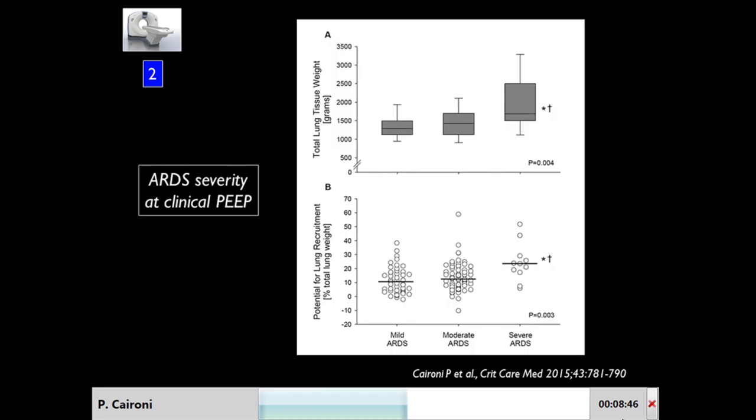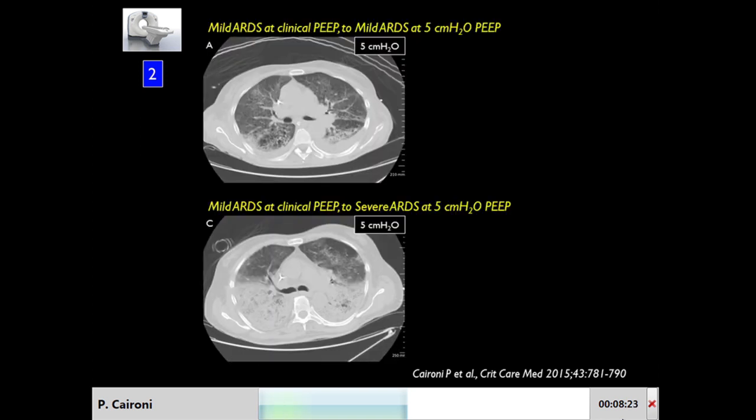So this is what we observed when we classified patients according to ARDS severity at clinical PEEP. As you can see, of course, patients with severe ARDS showed higher lung recruitability as compared to all the other groups, but we are not able to observe any difference between mild ARDS and moderate ARDS. But look at these two CT scans. These are two patients classified as having mild ARDS at clinical PEEP, and these were the two CT scans taken from the two patients at 5 centimeters of water PEEP.